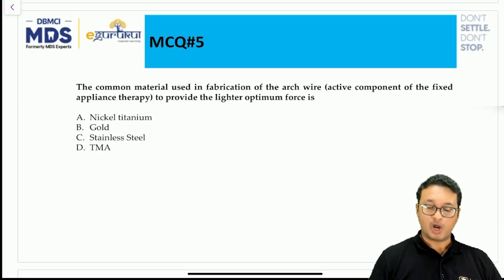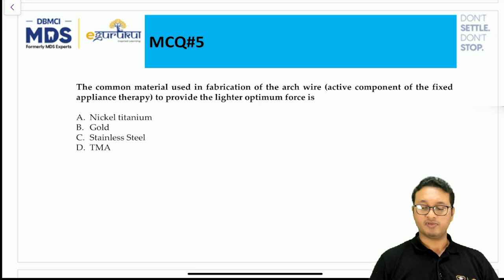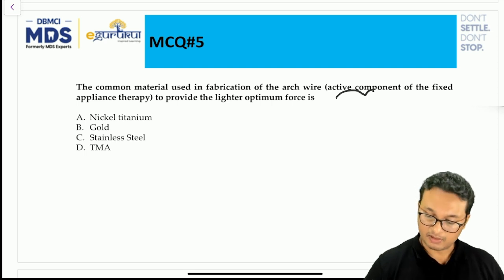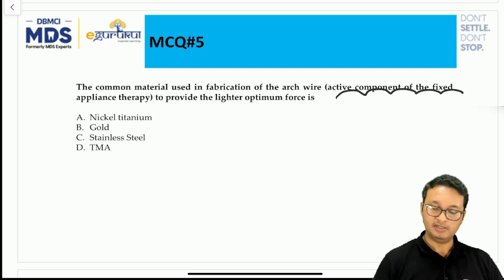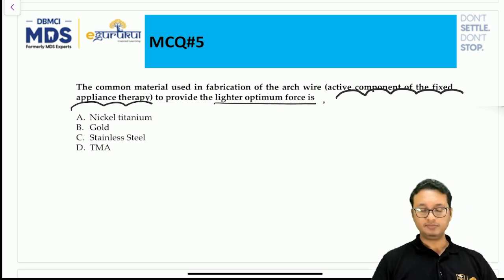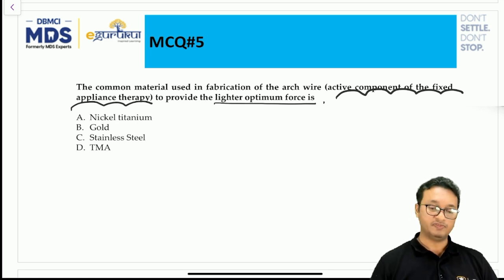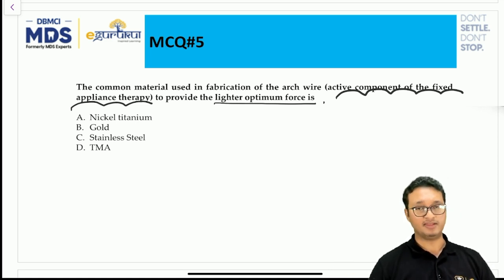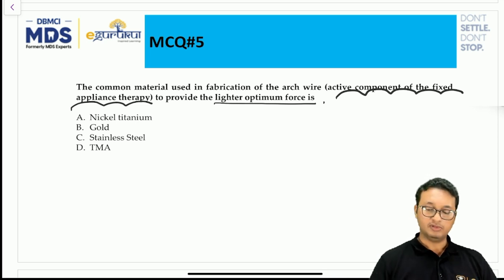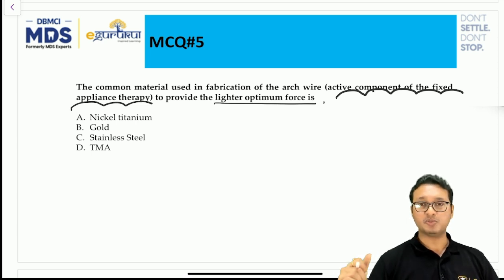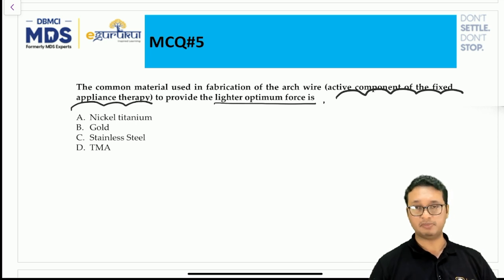Next question: the common material used in fabrication of the archwire, that is an active component of the fixed appliance therapy, to provide light optimum forces. That means the question is asking whenever the patient has crowding in the teeth, the first wire which should be used should be flexible. We have discussed that earlier as well. So the objective is to provide light, continuous, optimum forces.